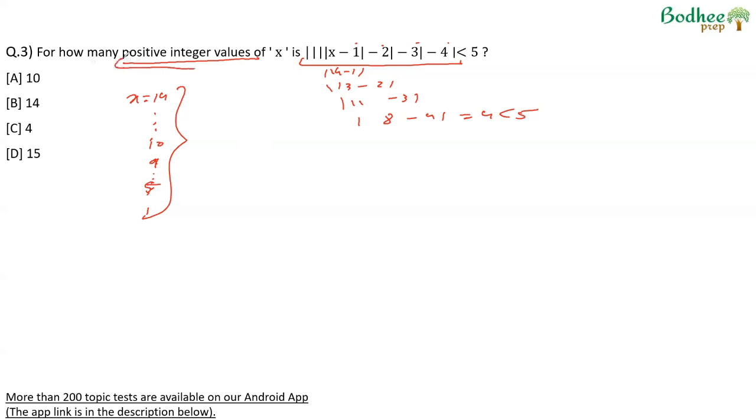We are looking at only positive values. Whatever change happens or whatever values that are excluded will happen when x is negative. That is not something we are looking at. So anything from 1 to 14 will work for x.